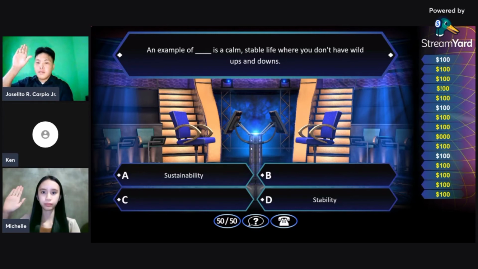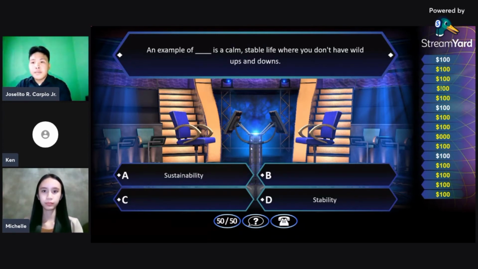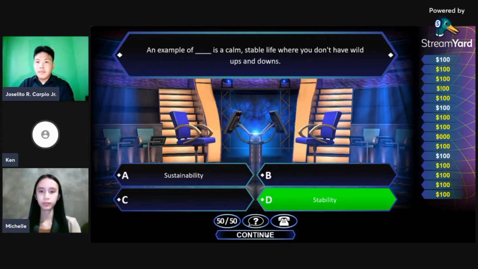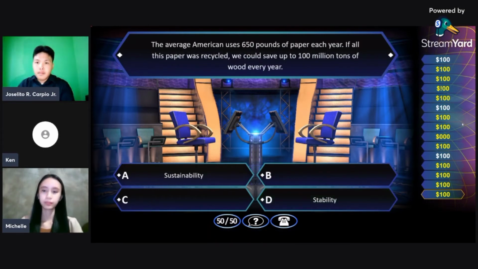Yes, Joey. It is letter D, stability. Let's see. Correct. Next statement. The average American uses 650 pounds of paper each year. If all this paper was recycled, we could save up to 100 million tons of food every year. A. Sustainability or D. Stability?